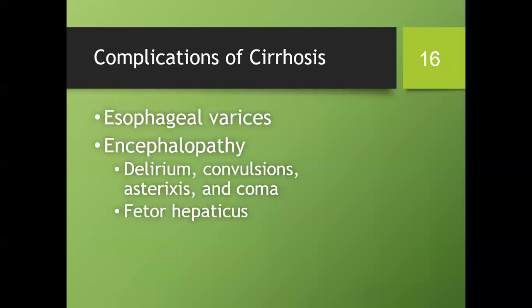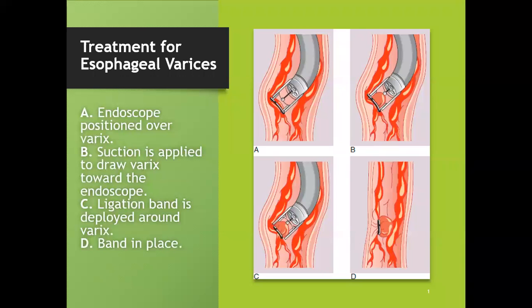Complications of cirrhosis include esophageal varices, encephalopathy, which includes symptoms of delirium, convulsion, asterixis, and coma, and then that fetor hepaticus, or that stinky, musty, sweet breath. Treatment for esophageal varices. So we know that esophageal varices are like hemorrhoids of the esophagus. So this is a picture of the endoscope positioned over the varix, and then they apply suction to draw the varix toward the endoscope, and then they'll put a little ligation band around the varix, and then the band remains in place there.